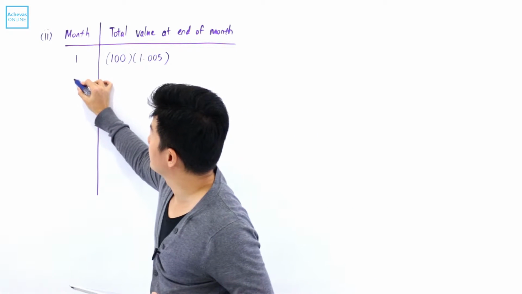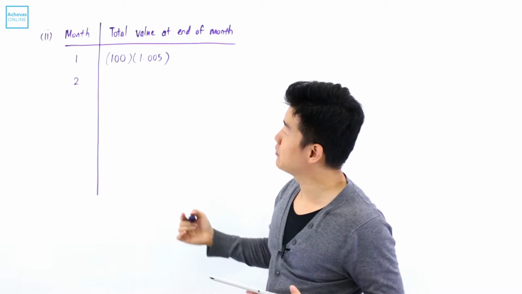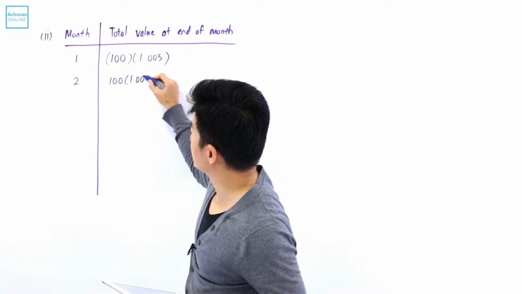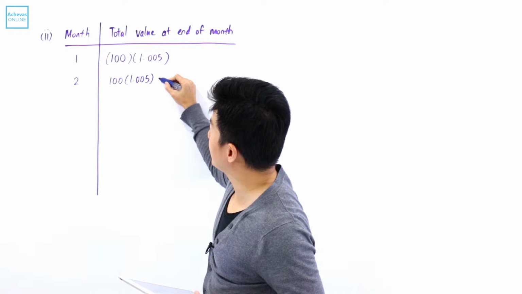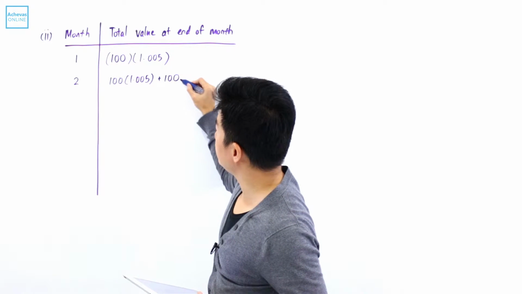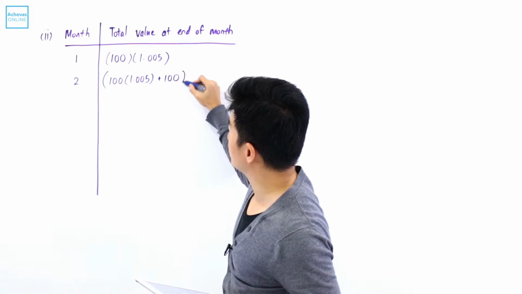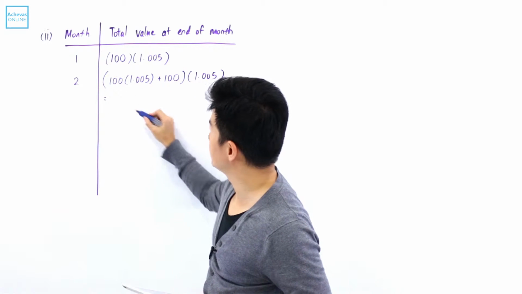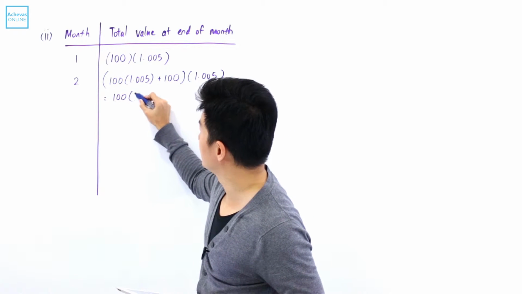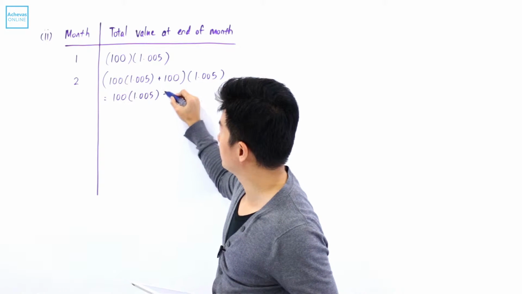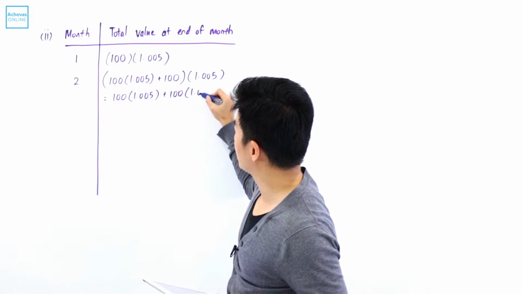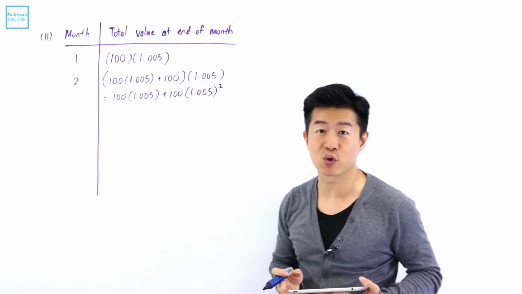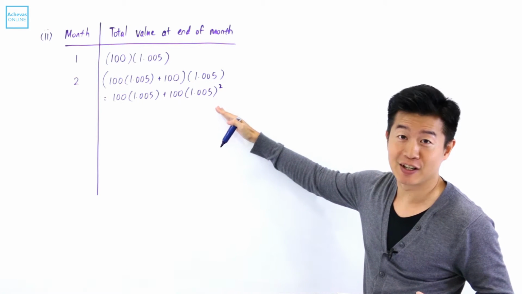So by the end of the second month, in the beginning of the month, he's going to have 100 times 1.005. He's going to put in another 100, and then this entire amount is going to be increased by 1.005. If I were to reorganize this, I can rewrite it as 100 times 1.005 plus 100 multiplied by 1.005, this times this, so 1.005 squared. It is pretty obvious that it is a geometric progression.